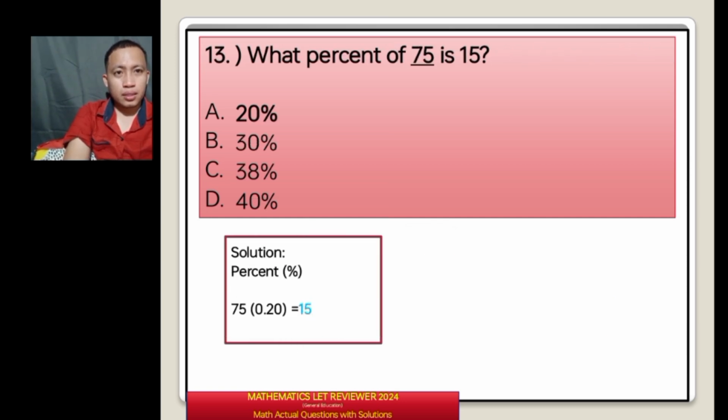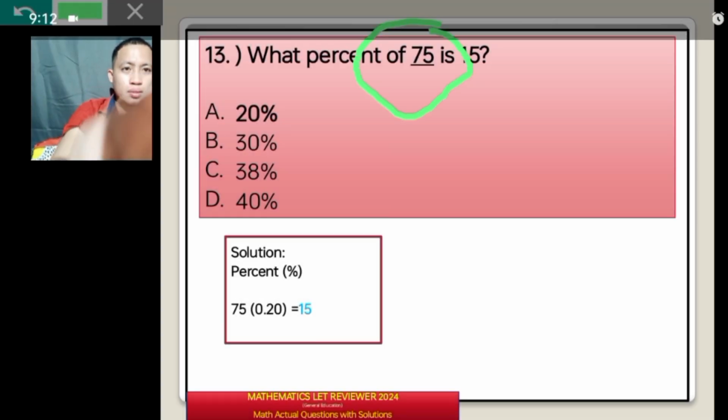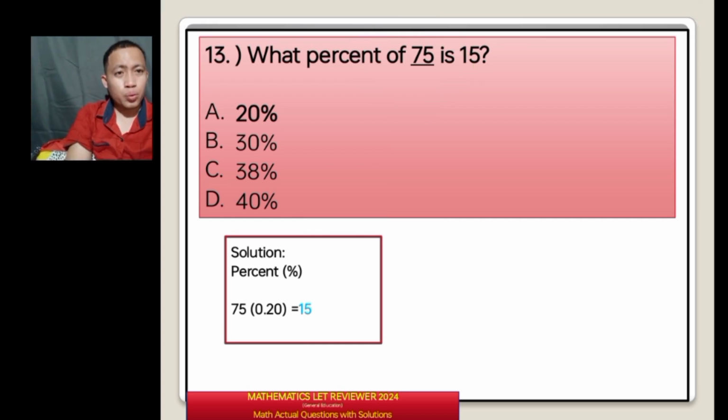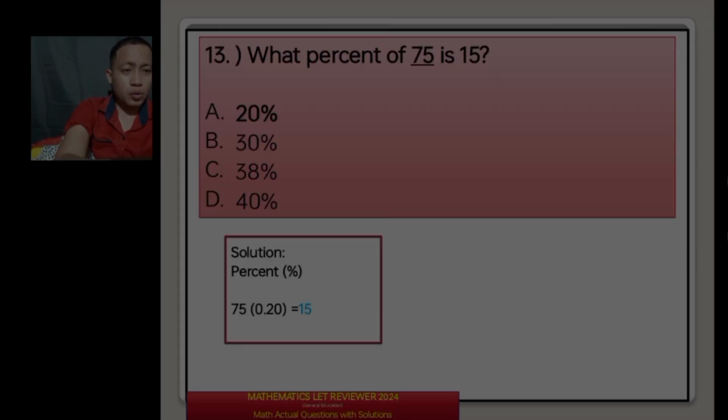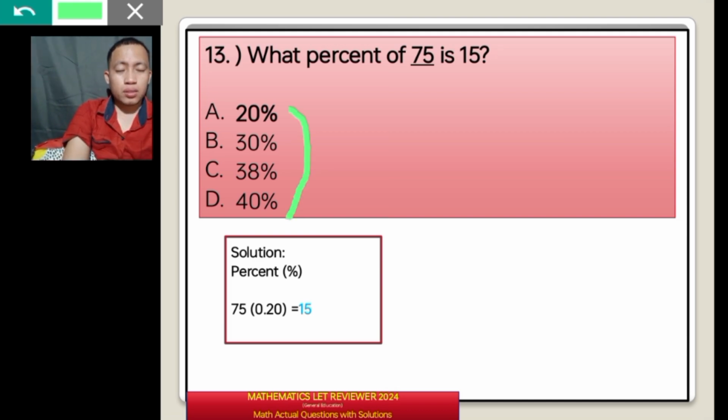How about number 13? What percent of 75 is 15? Okay? Ano bang number ang kasunod ni of? We have 75. This type of problem is very comprehensive, but I will teach you how to use the Hokage technique. As you can see in our choices, it involves a percentage symbol. All you have to do is convert the following to decimal. Ano nga ba ang decimal ng 20%? Divide that number by 100. It will become 20 divided by 100, that is equals to 0.20 or 0.2. Just like 0.30 or 0.3. 0.38, then 0.4 or 0.40.